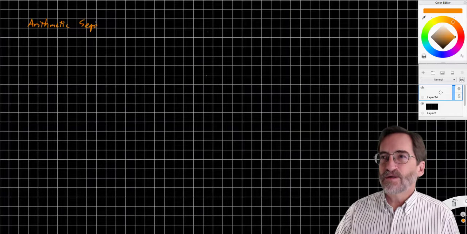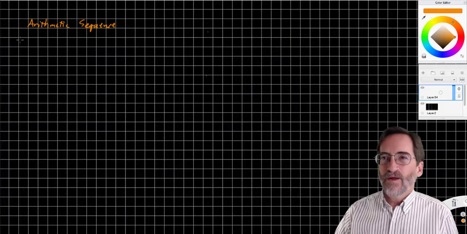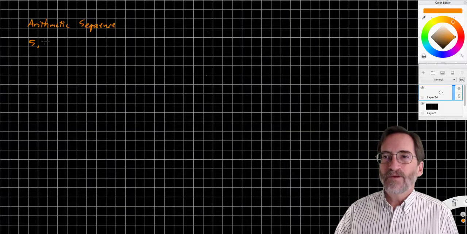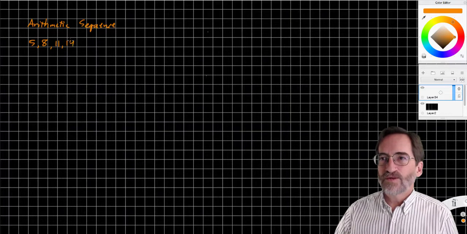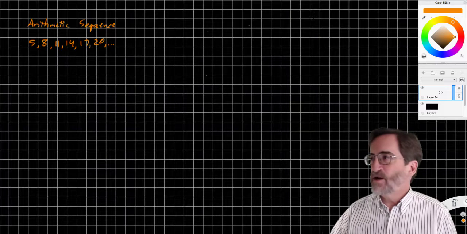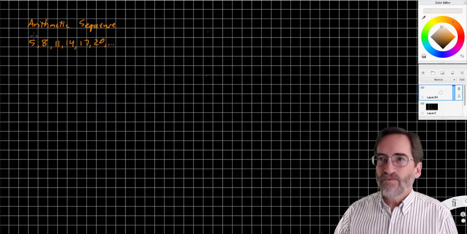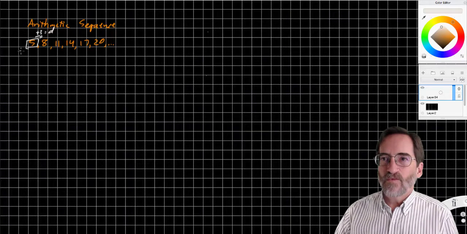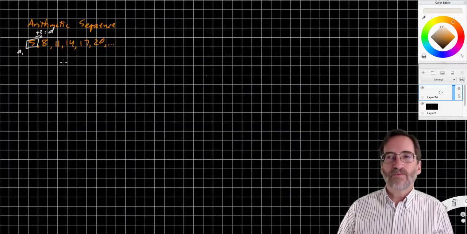In an arithmetic sequence, we have a starting value, and then we have a common difference. So 5 plus 3 is 8, plus 3 is 11, plus 3 is 14, plus 3 is 17, plus 3 is 20. So this is an arithmetic sequence in which the common difference, d, is 3, and the start value, a1, is 5, right?